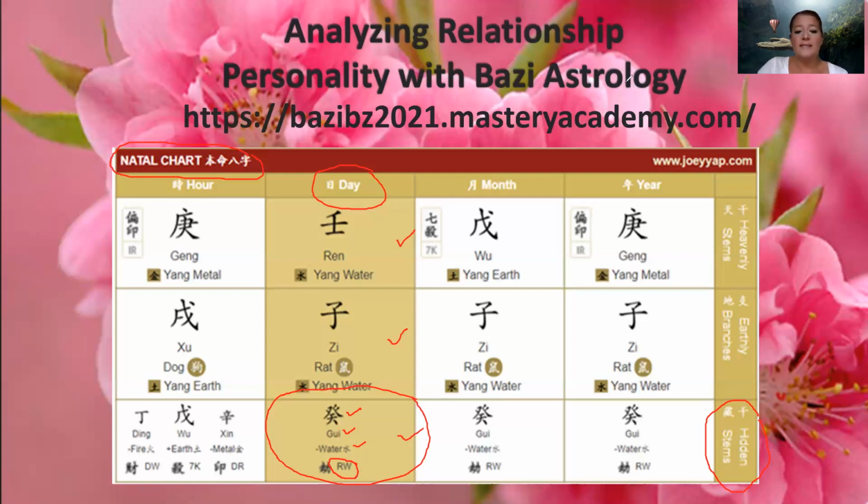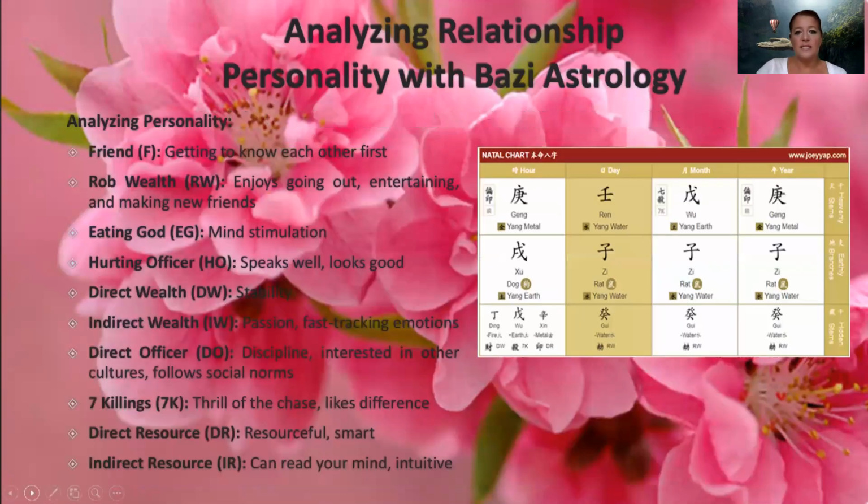So what do these actually mean? So these abbreviations are abbreviations for the 10 gods. And the 10 gods give us information in this particular case as to what a person really wants in a relationship or how they approach relationship matters. So let me move on to this slide where everything is explained.